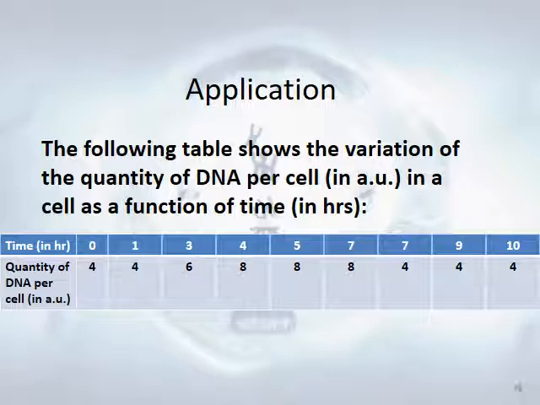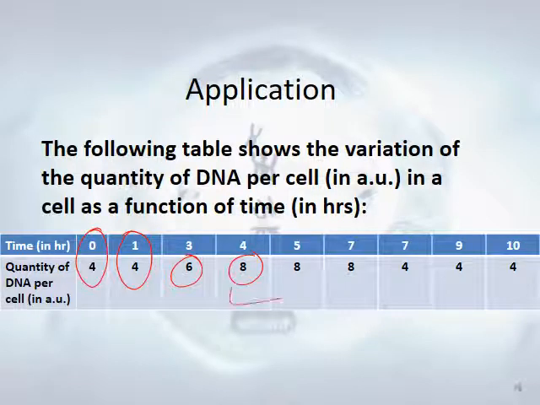In this application, the following table shows the variation of the amount of DNA per cell, in AU, as a function of time in hours. As you see here, the quantity of DNA at time 0 was 4 AU. At time 1, it remains 4 AU. At time 4 hours, it increases to 8 and remains constant till the 7th hour, and then it decreases back to 4.